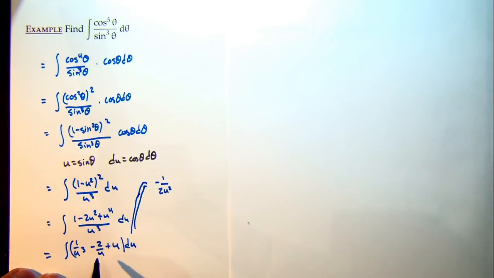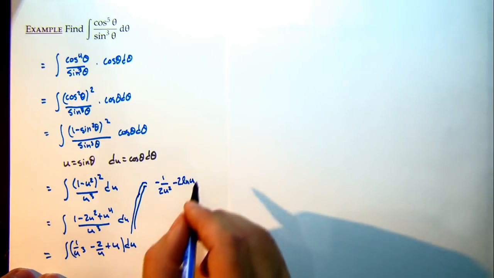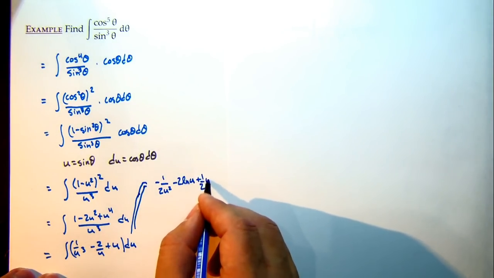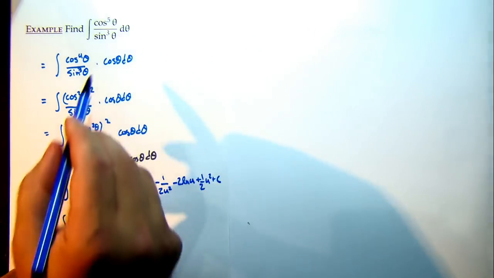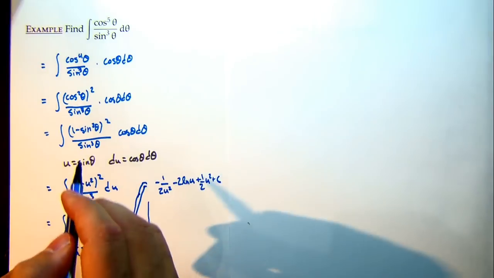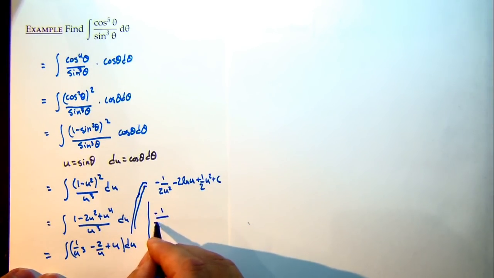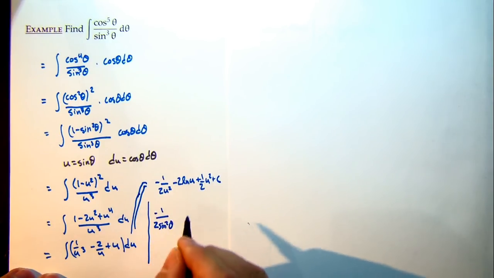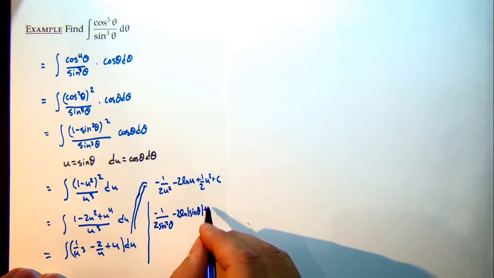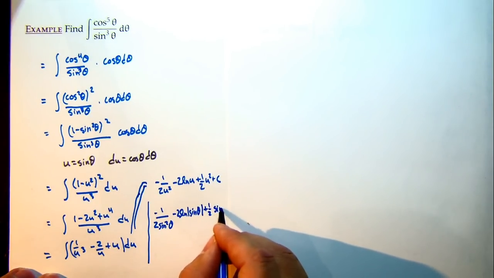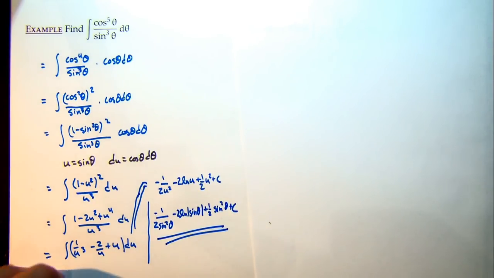Then minus 2 over u is going to be minus 2 log u. Then plus u is 1/2 u squared. And to finish it up, because this is an indefinite integral, we remember the plus c, and put everything back in terms of our substitution, which was sine. So minus 1 over 2 sine squared minus 2 log sine plus 1/2 sine squared plus c. And then we're done.